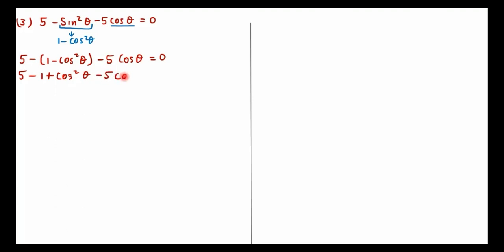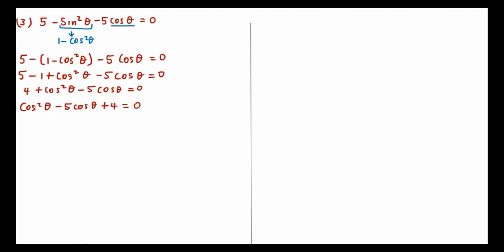Minus 5 cos theta equals 0, right? So now here you can see that if I'm organizing this, I'm getting 4 here, and then I'm getting cos squared theta here, and I'm getting minus 5 cos theta here equals 0. Now as you can see here, these are 3 terms, which means we're going to be looking for a trinomial. But in order for us to do that, we must first have cos squared theta minus 5 cos theta, right, plus 4 equals 0.